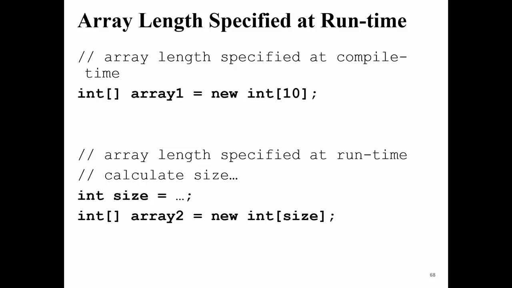Either way, if I use int 10, this is fixed, so I need 10 elements, but sometimes we need to run some statements inside our Java program before we know how many elements we need. Now, array2 will reserve elements based on the size variable. So if the size variable is 5, then I will have 5 elements.